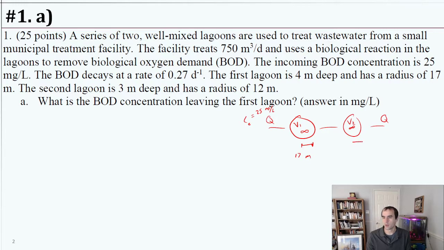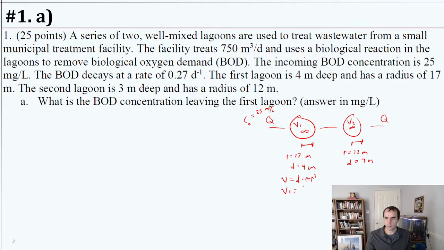The radius for the next one was 12 meters. And both of them, let's see, no, the first one was 4 meters high, and the second one was 3 meters high. So we can calculate the volumes of, essentially they are cylindrical, so we can calculate the volume of a cylinder as the depth, or the height, times the area of the circle, which is pi r squared. So V1 here, that would be 4 times 17 squared times pi.